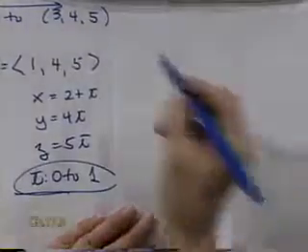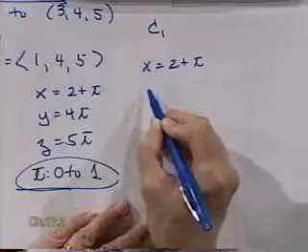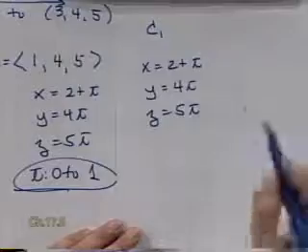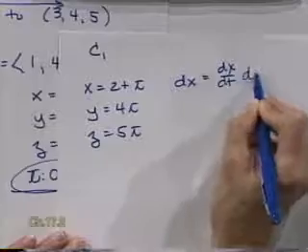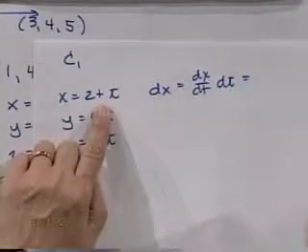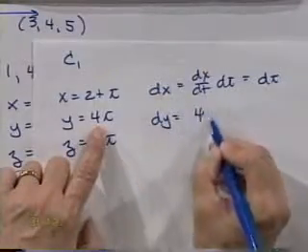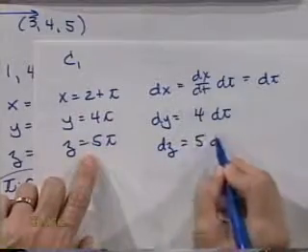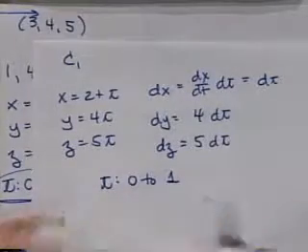So back here, let's look at our parametric representation. This is even easier. Our parametric representation for this line segment C1 has x equal to 2 plus t, y equal to 4t, and z equal to 5t. Let's find out, what is dx? Well, remember, dx is dx/dt times dt. If x is 2 plus t, dx/dt is 1, so it's 1 times dt. dy is dy/dt, which is 4 times dt. And dz is dz/dt, which is 5 times dt. And notice our t is ranging from 0 to 1.